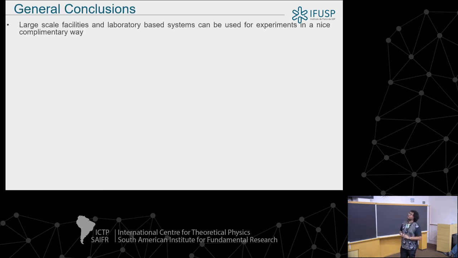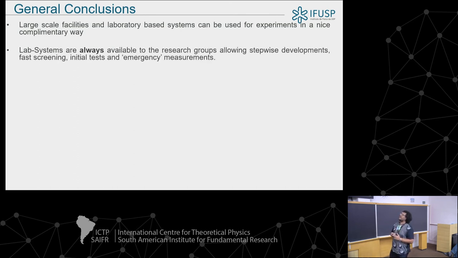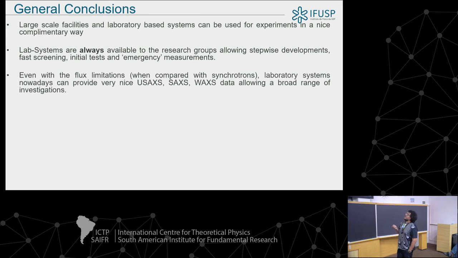So I hope I could show you that having a lab system like we have there in the Institute of Physics is very useful because basically what you can do is measure when you have the sample and not when you have the beam time. And this really makes a difference, principally when you are working with some tricky, let's say, synthesis procedure and things like that. And these machines work very complementary with large scale systems like the new Sirius. Even with the relatively low flux when you compare to the synchrotrons, I assure you that you have very good quality data.